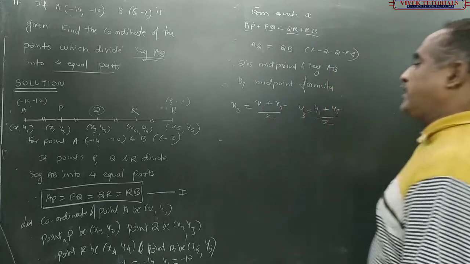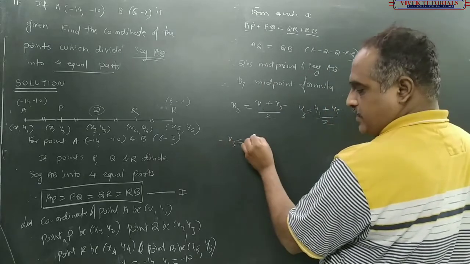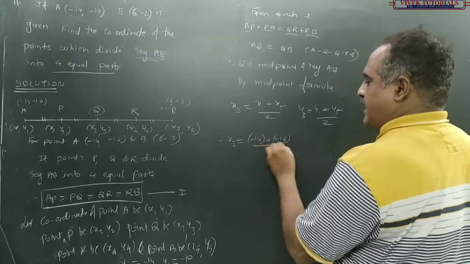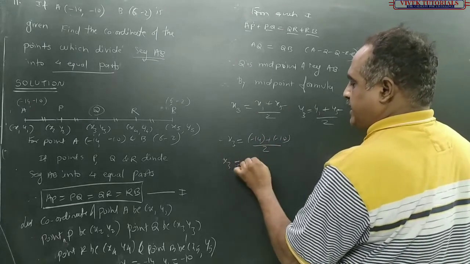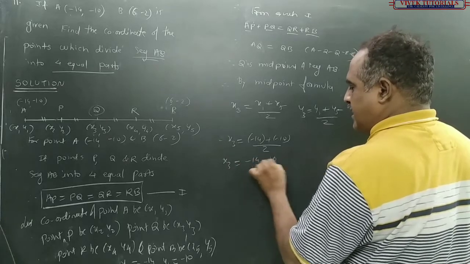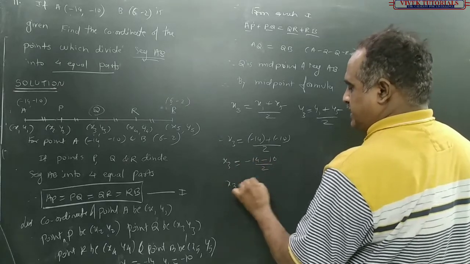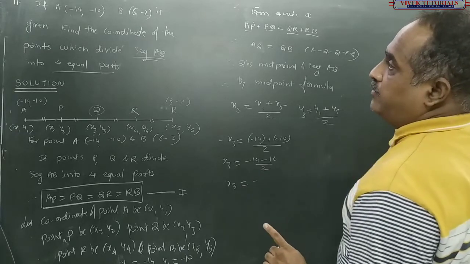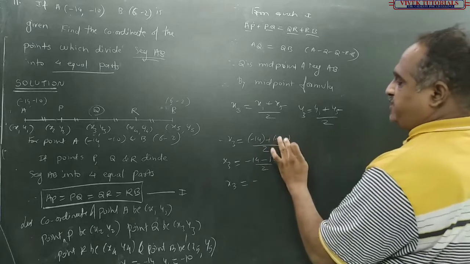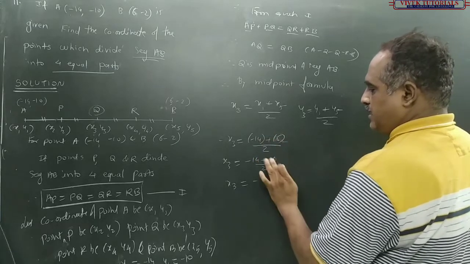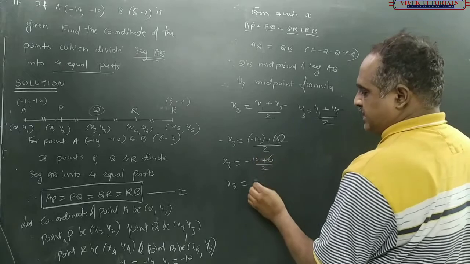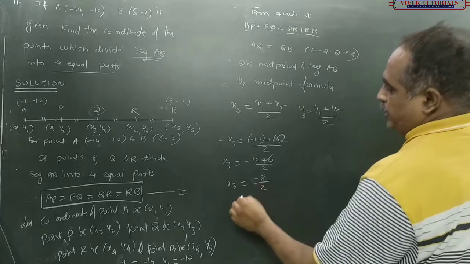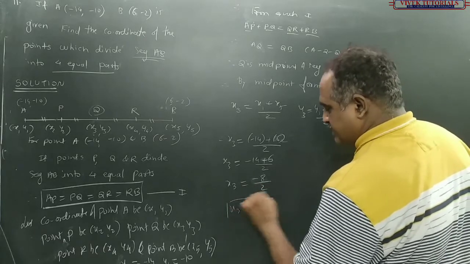Please keep writing that also. x1 is how much? Minus 14. So x3 is equal to minus 14 plus 6 upon 2. Oh, sorry, x5 is 6. So minus 14 plus 6, what we are getting is minus 8 upon 2. So x3 is equal to minus 4.